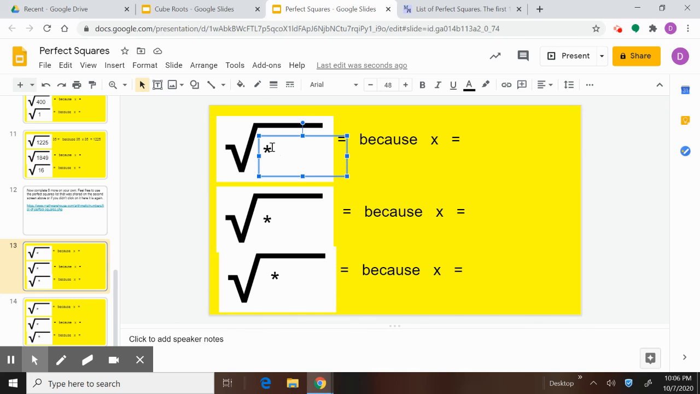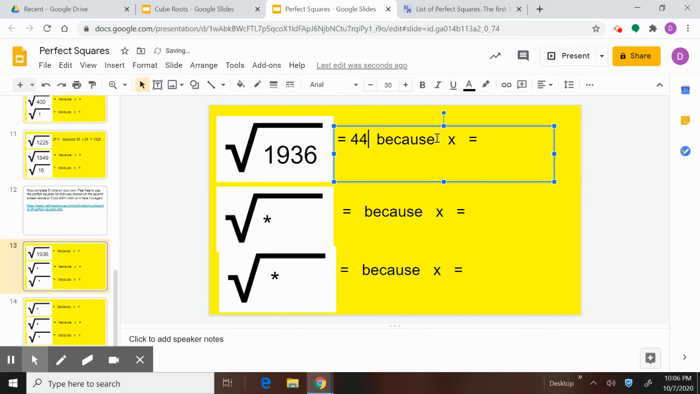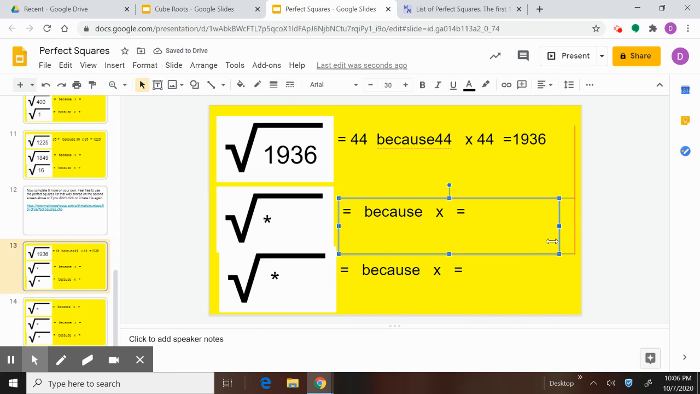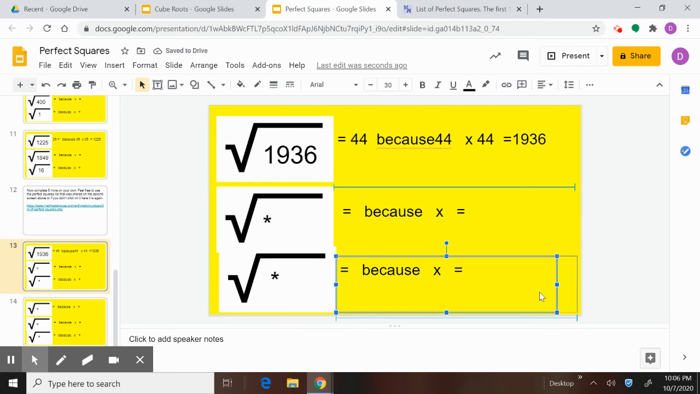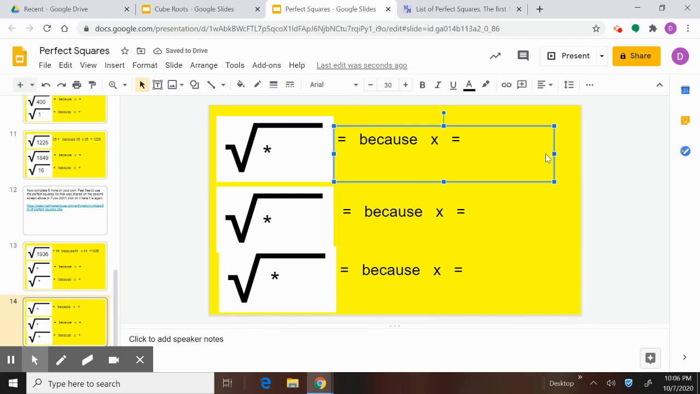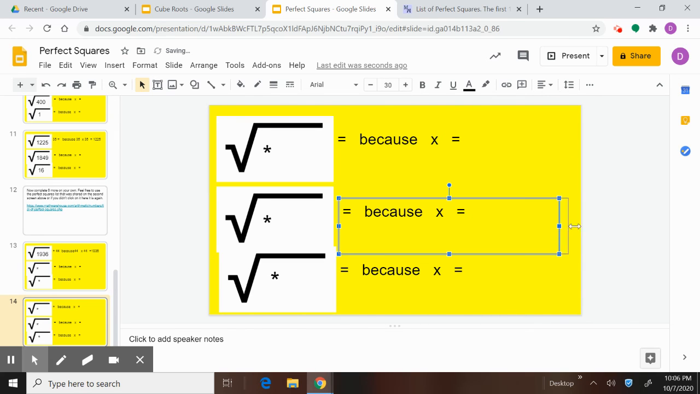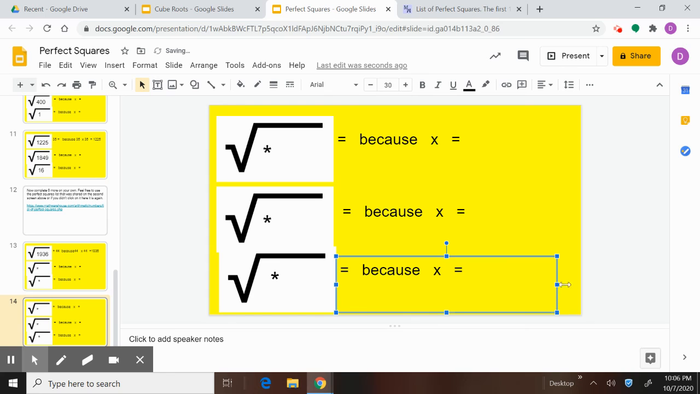Come into the box here. There's a spot for you to type. You would type square root of 1,936 equals 44 because 44 times 44 equals 1,936. Okay, so there you go. So that's the way that you will do those. I'm going to extend these boxes so you have a little bit more room. Let me do that on the next page too. So that will be your activity, to create those perfect squares and solve the others. If you have any questions, let me know.